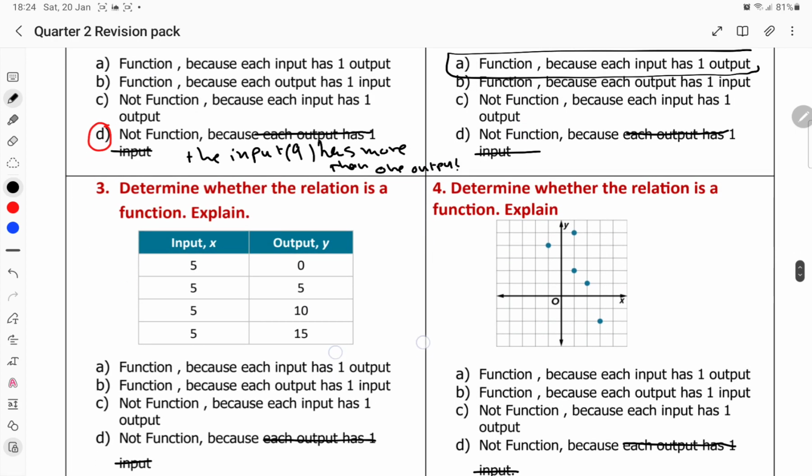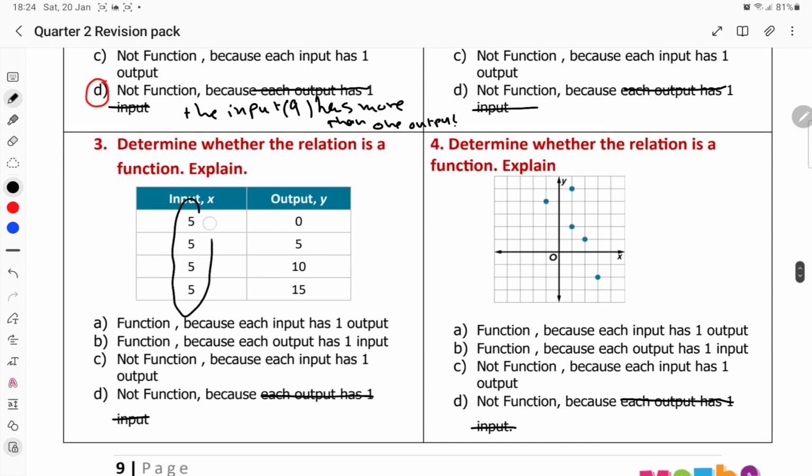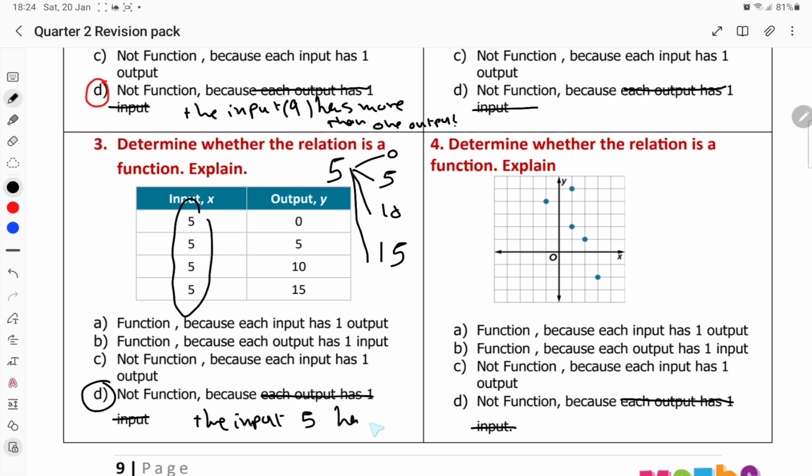Very good. Here, take care. The input is repeated. I only focus on the input. Whenever the input is repeated, this means that the 5 goes with 0, and it goes with 5, and it goes with 10, and it also goes with 15. So this one here is not a function. Why? Because the input 5 has more than one output.